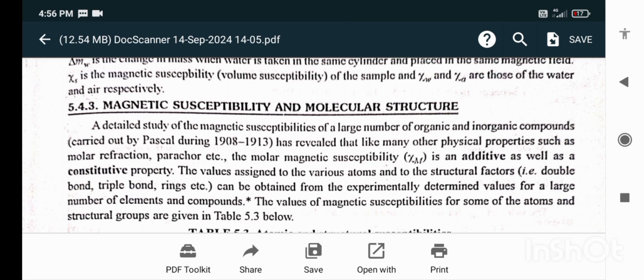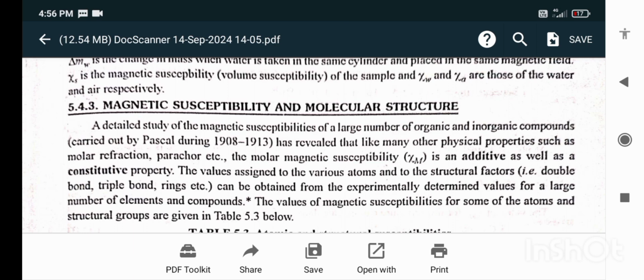A detailed study of magnetic susceptibilities of a large number of organic and inorganic compounds has revealed that, like many other physical properties such as molar refraction, parachor, etc., the molar magnetic susceptibility is an additive as well as constitutive property.